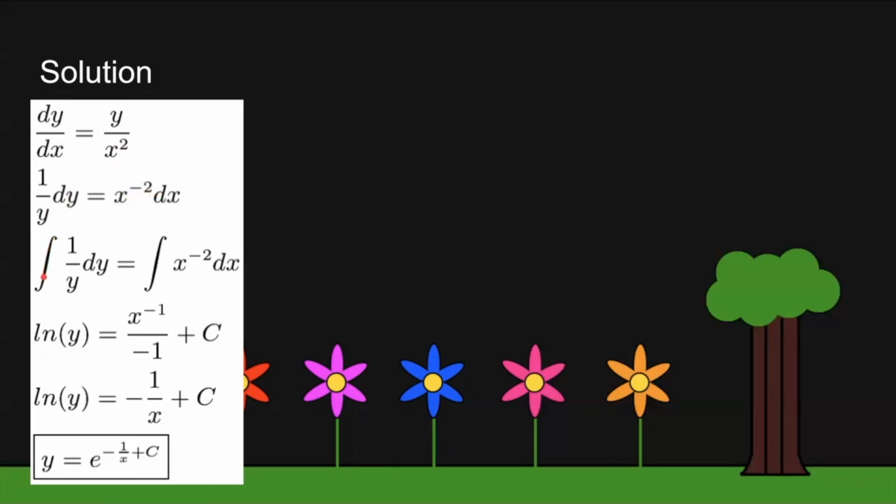All right, integrating both sides. On the left side, you have ln of y. On the right side, you can use the power rule where the exponent is just negative 2. You'll get negative 1 over x plus c. And then taking e to the power of both sides, you'll get y is equal to e to the power of negative 1 over x plus c. And that's our final answer.